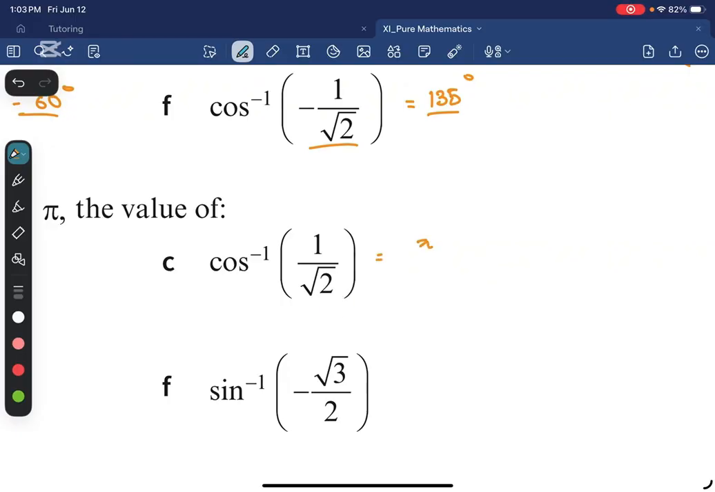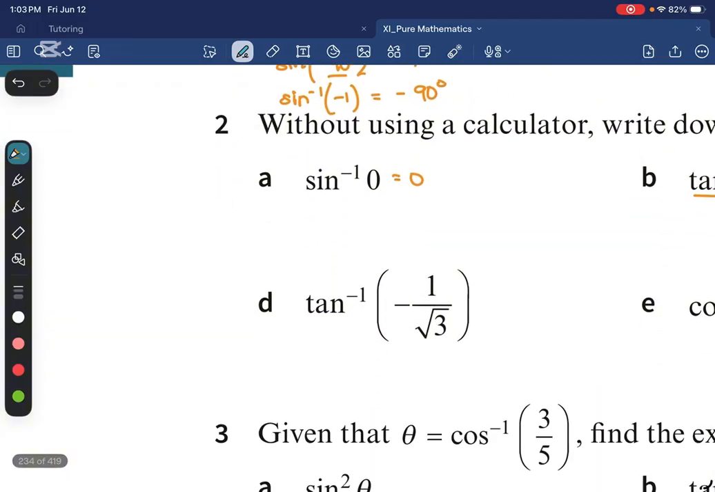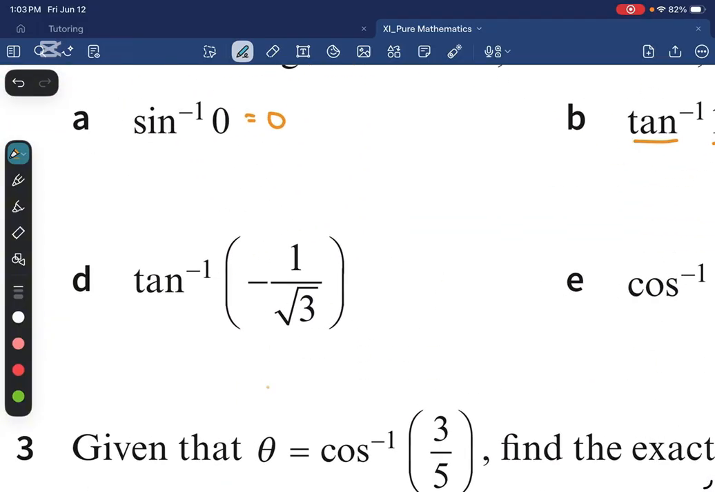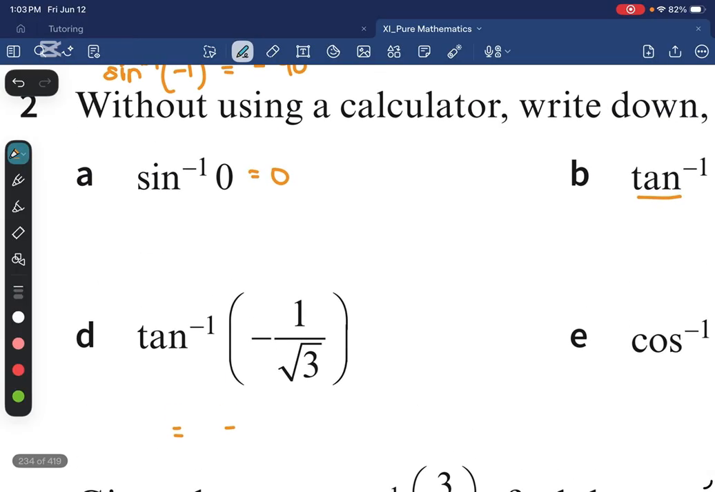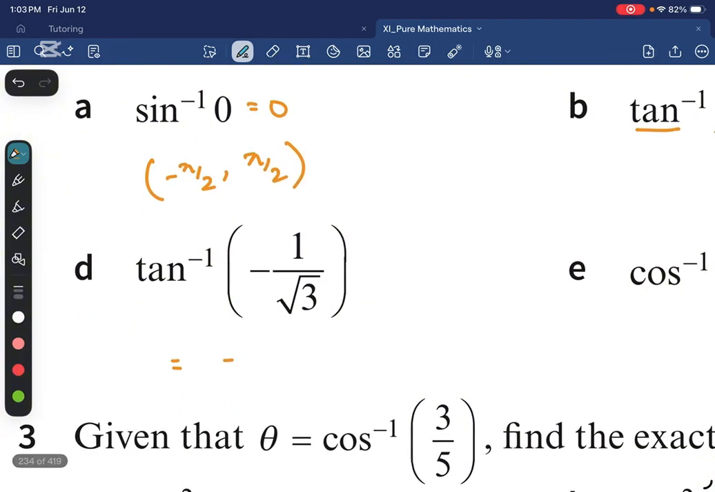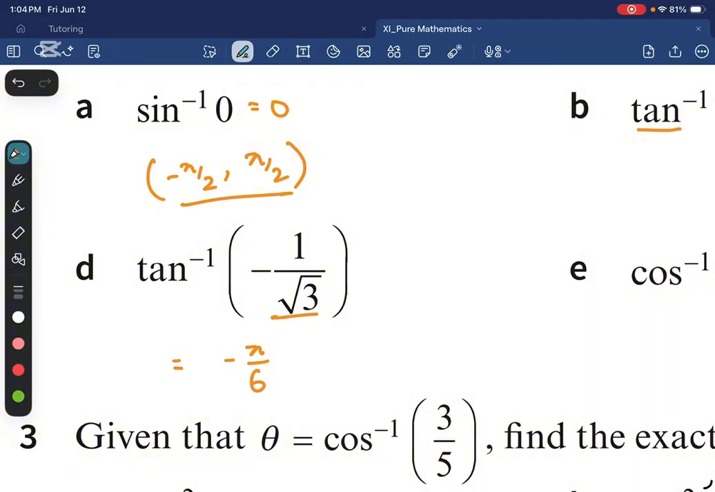So when do I get that? I get that at pi over 4, right? Cos pi over 4 is 1 by root 2. Tan inverse of this value. So let's think. This has to be negative. Remember, tan inverse can only give me answers from negative pi by 2 to pi by 2. That is the range, right? So tan inverse of negative 1 over root 3 has to be negative pi over 6, because tan of negative pi over 6 gives me this value. So it has to be negative pi over 6.